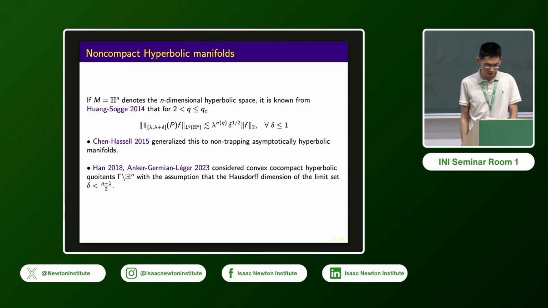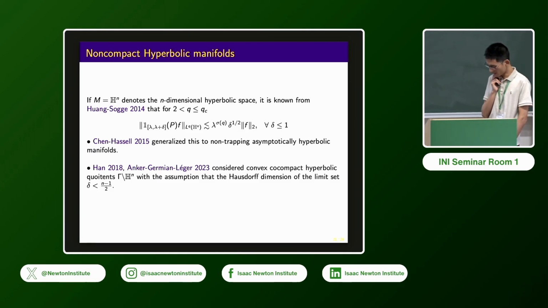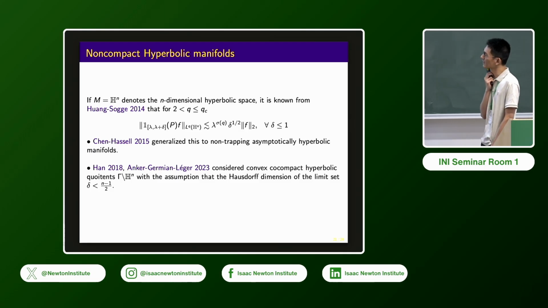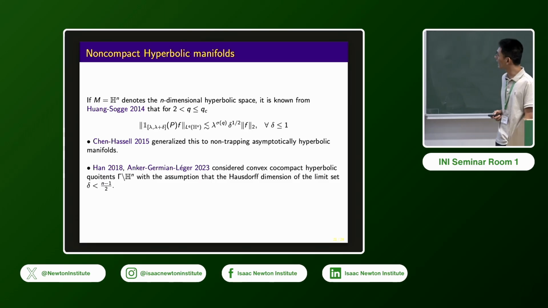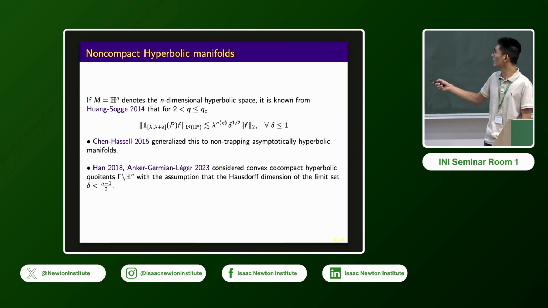In terms of manifolds with trapping, in the work of Xiaoqi Han, he considered convex co-compact hyperbolic quotients with an assumption that the Hausdorff dimension of the limit set satisfies some bound. This is the analog of the pressure condition in the variable curvature case. With this pressure condition, he showed that the same estimates hold for this type of hyperbolic quotient for arbitrarily small delta.